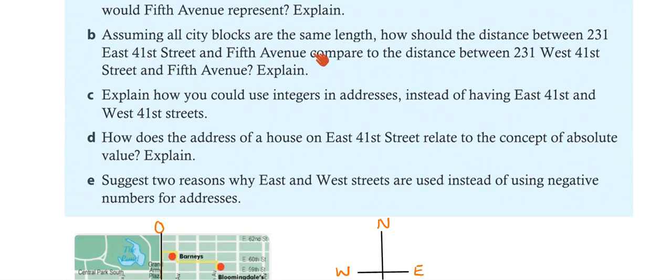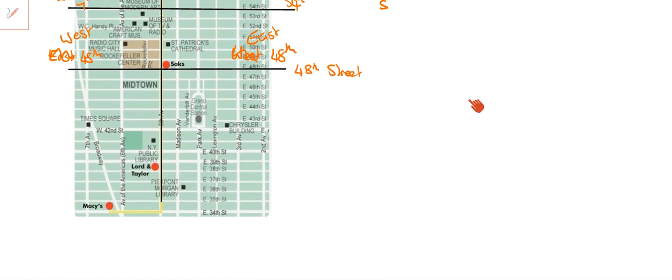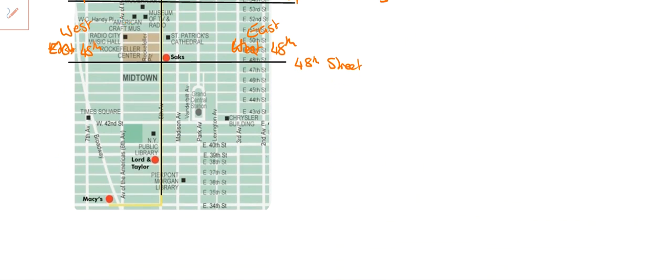It says, assuming all city blocks are the same length. Now that is actually an important point, and they don't make a big enough thing of it, but maybe you could explain it in a little bit. It says, how should the distance between 231 East 41st and 5th Avenue compare to the distance between 231 West 41st? So what they're saying is, if we go down to 41st Street, which is with Avenue, makes sense?